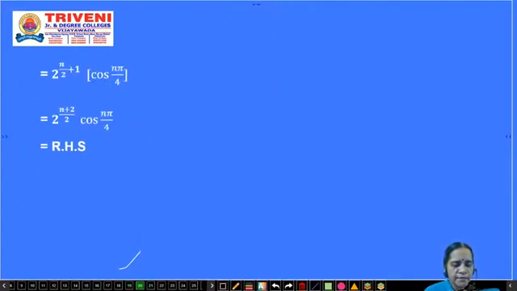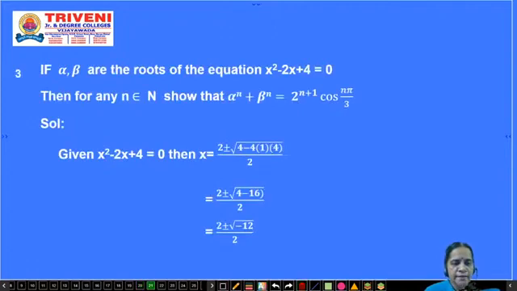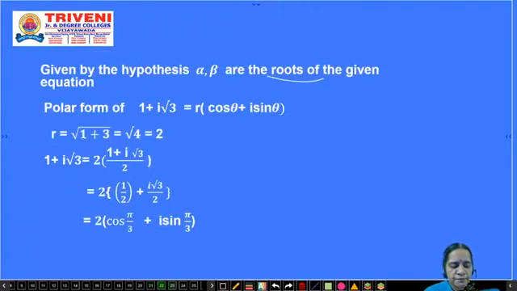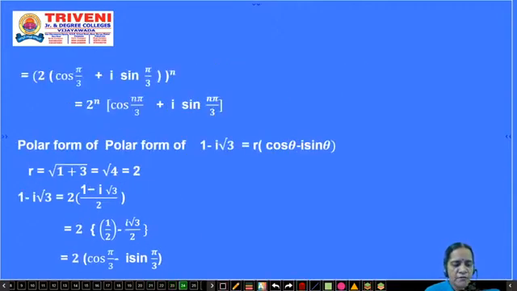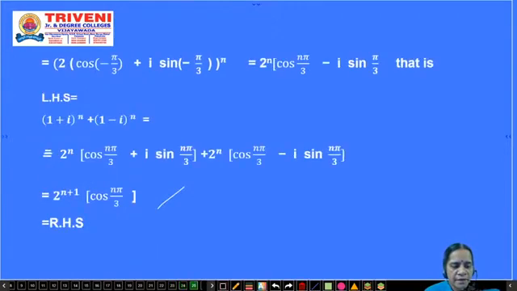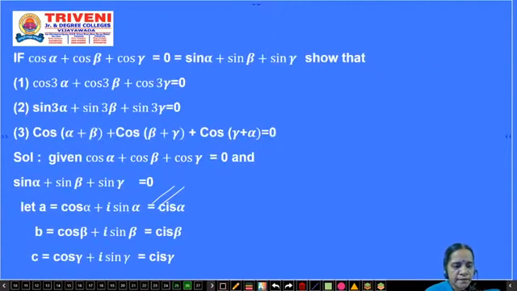Then take the LCM of the powers; bases must be equal, then powers are added, then 2 power (n plus 2) by 2 into cos n pi by 4. Then they take the values of alpha and beta. Alpha power n plus beta power n we have to write like this. You have to write the formulas like this in polar form. Alpha power n plus beta power n is equal to 2 power (n plus 1) into cos n pi by 3. Okay, and then this is the problem like this.